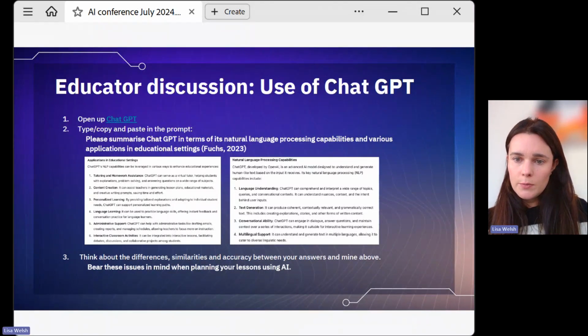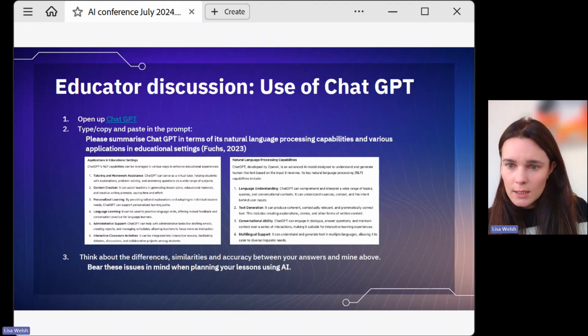That should be it there, I think. Yeah, there we go, right at the bottom.